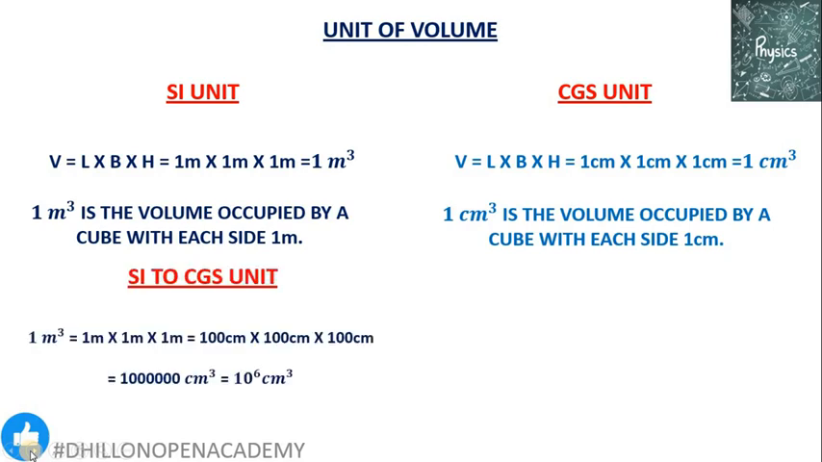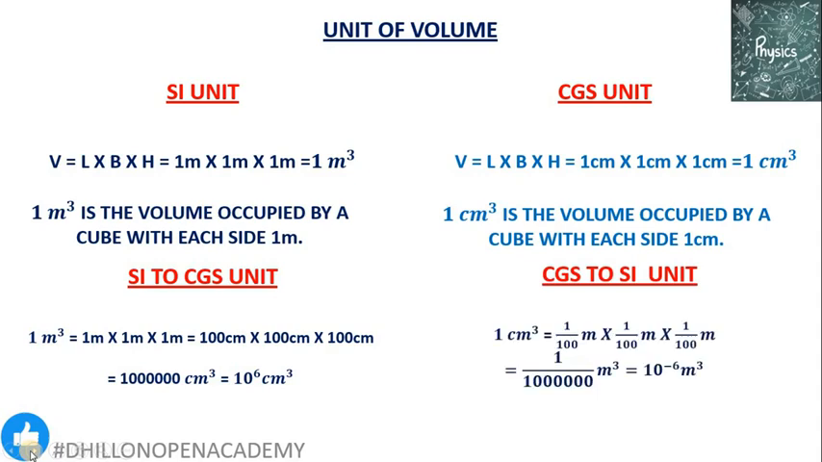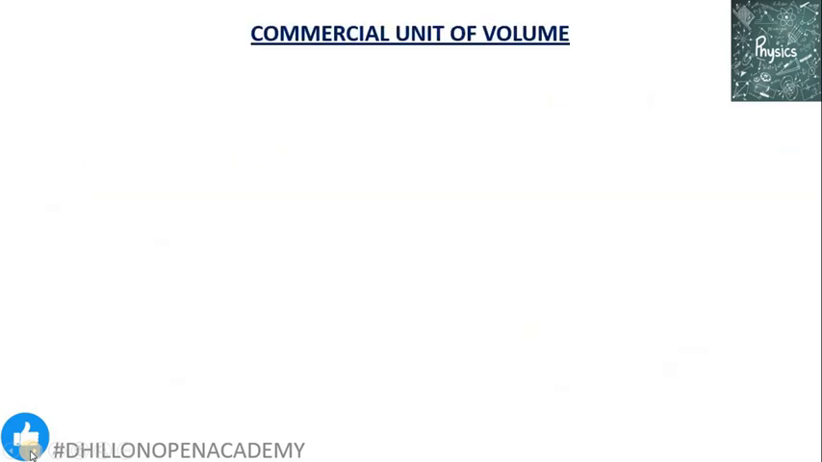When we go from SI to CGS unit, 1 meter cube can be converted into centimeter cube, which will give us the final result 10 raised to power 6 centimeter cube. Similarly, CGS to SI unit, 1 centimeter cube will be 10 raised to power minus 6 meter cube.